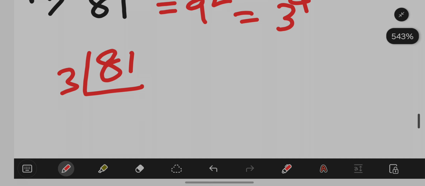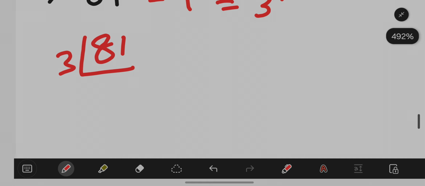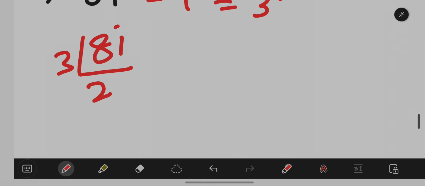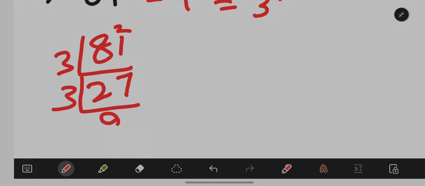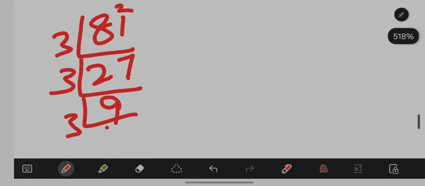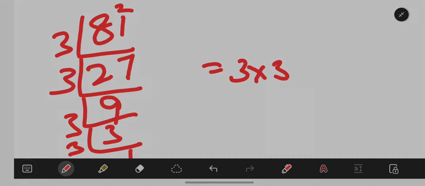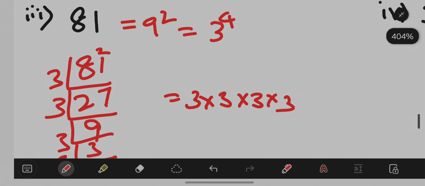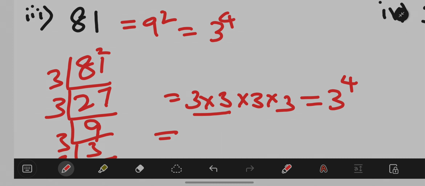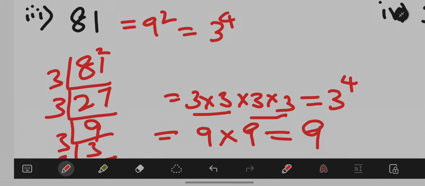3 with 3 table. 3 twos are 6. 2 is left out. 3 sevens are 21. 3 nines are 27. 3 threes are 9. And 3 ones are 3. So it is 3 into 3 into 3 into 3. Right? This is the final thing. So it is 3 power 4. Now 3 into 3 can be written as 9. Again this 3 into 3 also can be written as 9. So it is 9 square.